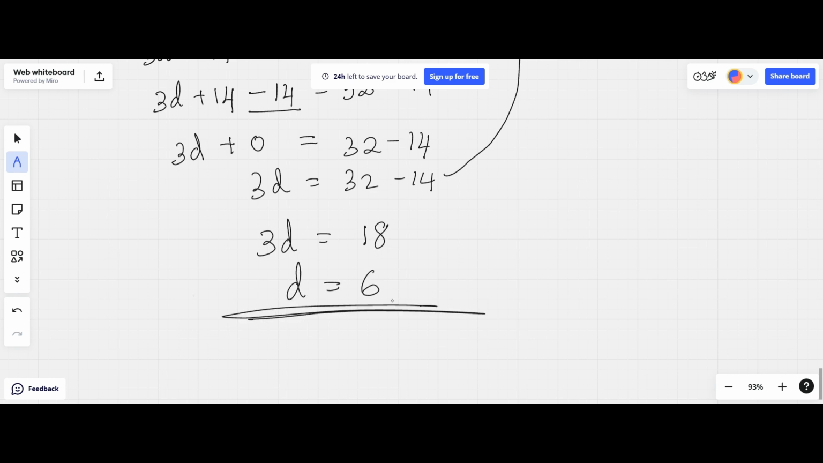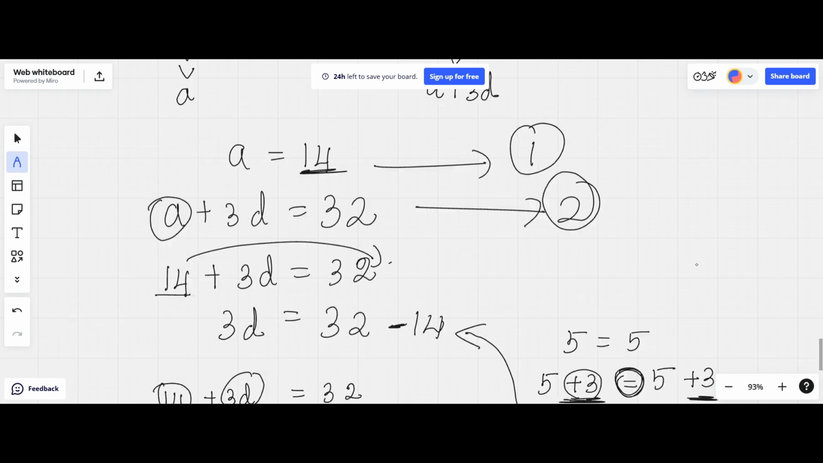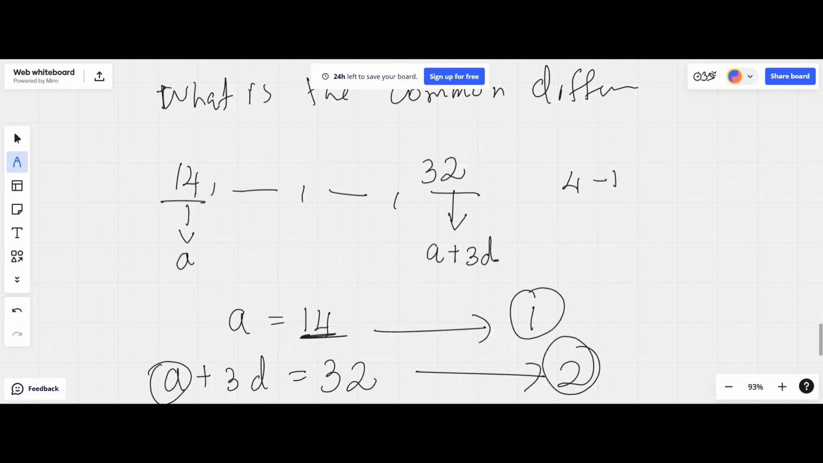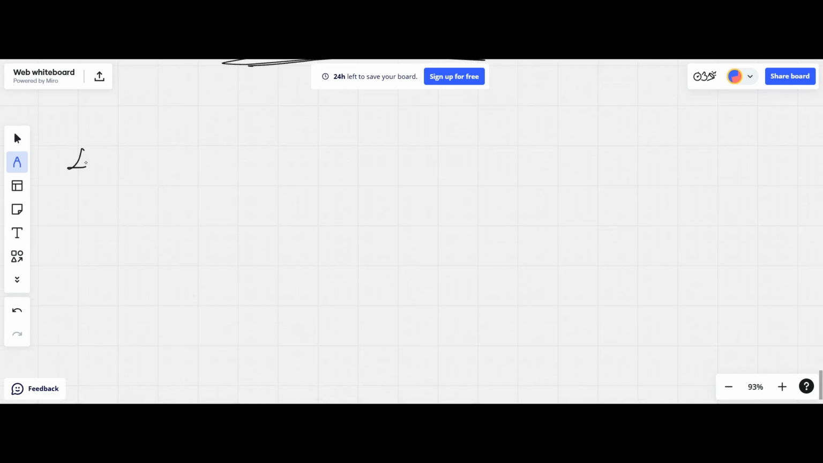So d is equal to 6. The difference is 6. How? 3d is equal to 18, so d is 18 divided by 3, which is 6. You see here 14, you add a 6 and it will be 20, add a 6 and it will be 26, add a 6 and it will be 32. So the difference is 6. Easy, no? Easy.